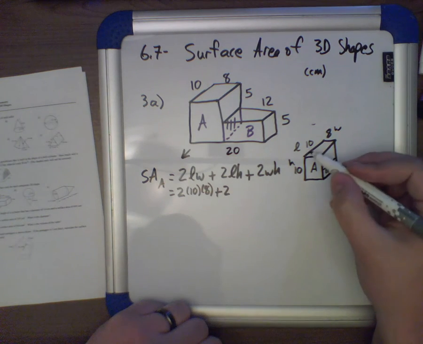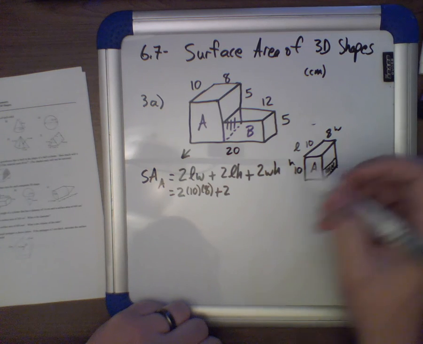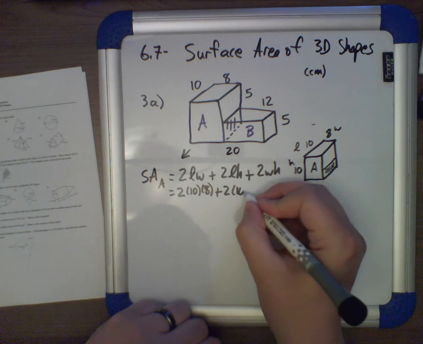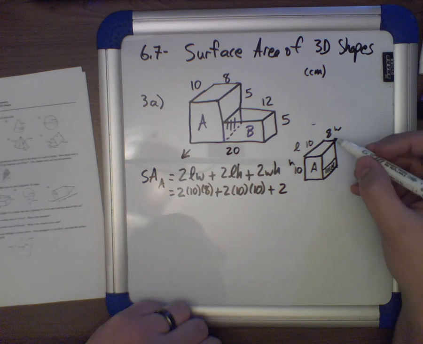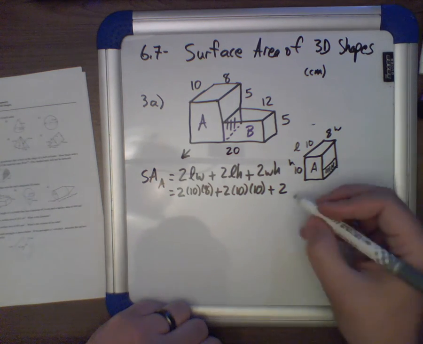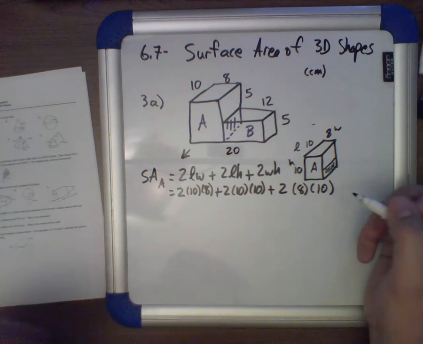Plus 2 times LH, length and height. So we're finding the area of the side and the other side, and there's 2 sides, so that's where the 2 comes from. So length was 10, height was 10, plus 2 times the width and the height. That's going to be the area of the front and the back. So width is 8 and h is 10.